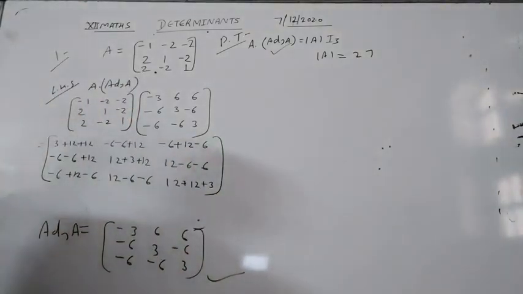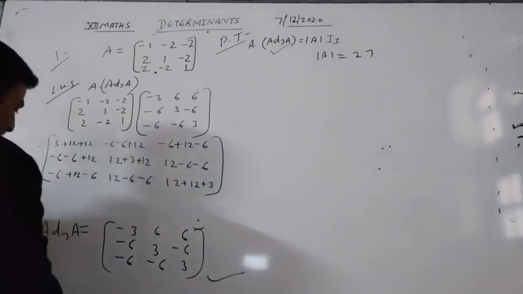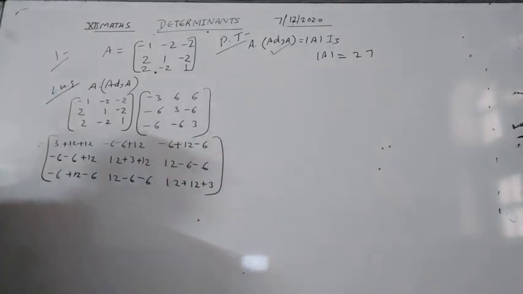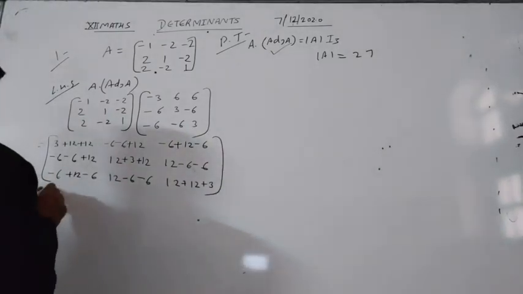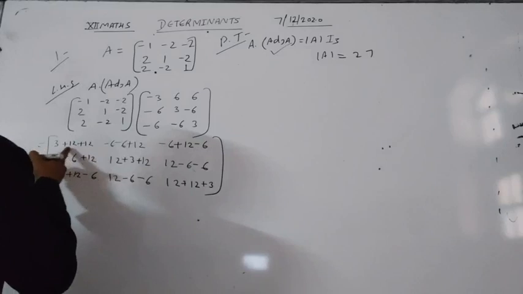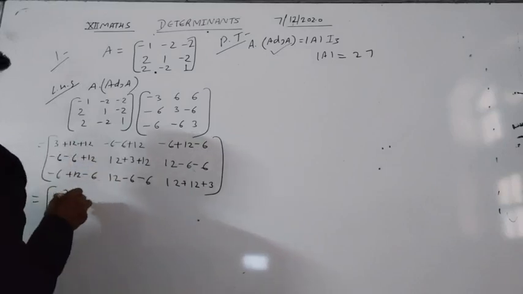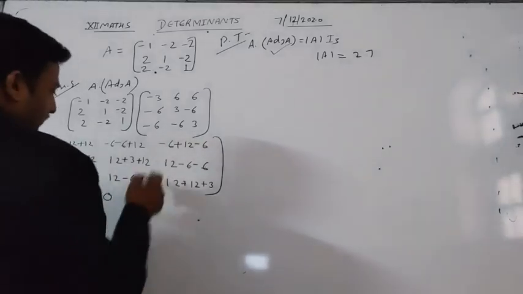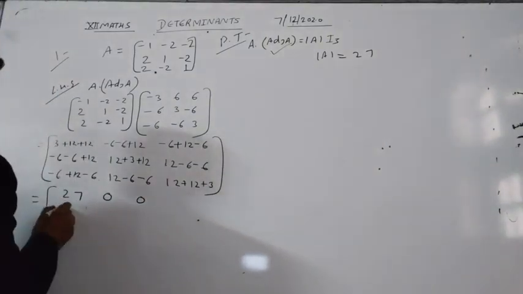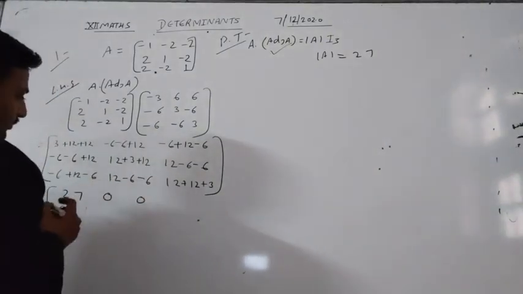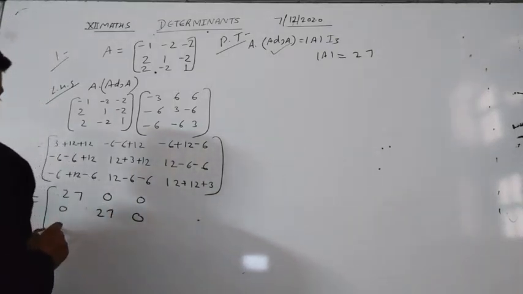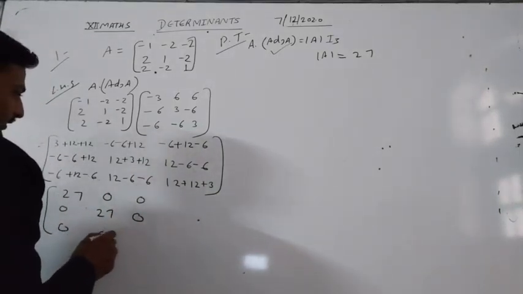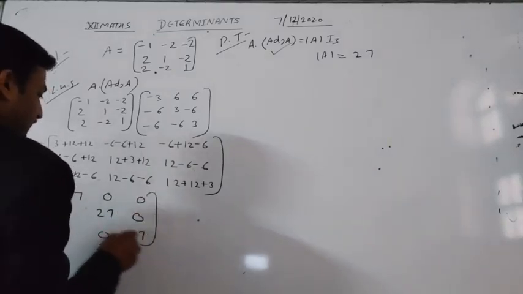Okay. So student, our multiplication is what? Now add this, we get what? 12 and 12, 24 and 3, 27. This term is 0, this term is 0, this term is 0, and 12 and 12 and 3, 27 again. This is 0, this is 0, this is 0, and this is 27 again.